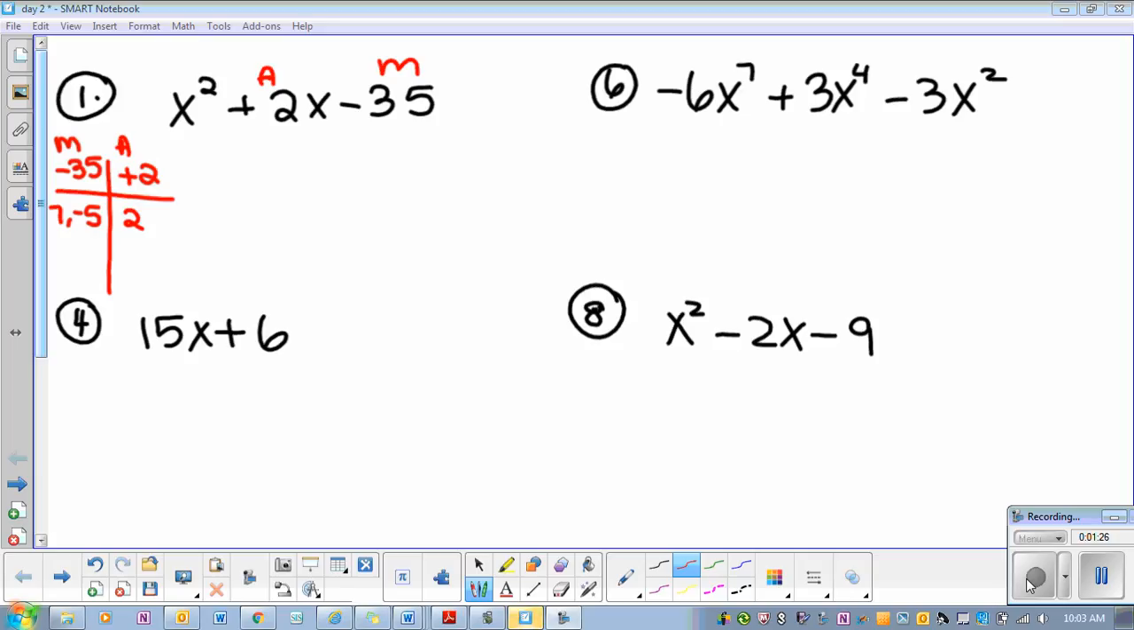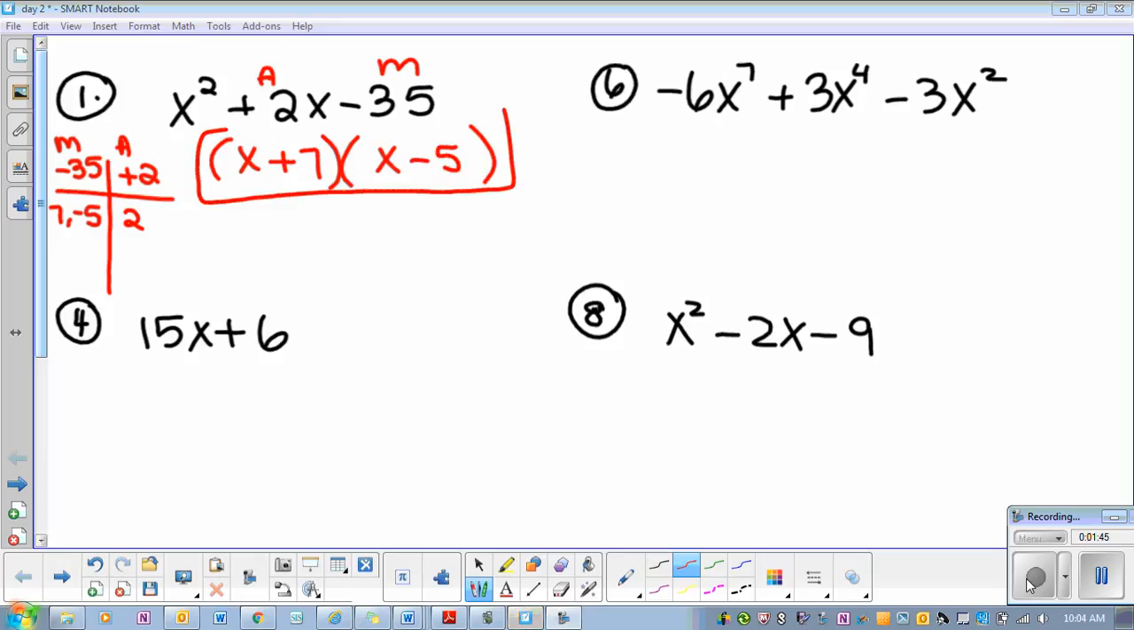So since this is just a plain old x squared, I can go straight into my double parentheses. And then it's x, what, 7? That's a positive 7. And then x, what? Minus 5. Good. And that's it. That's all you're doing with this one. Okay?